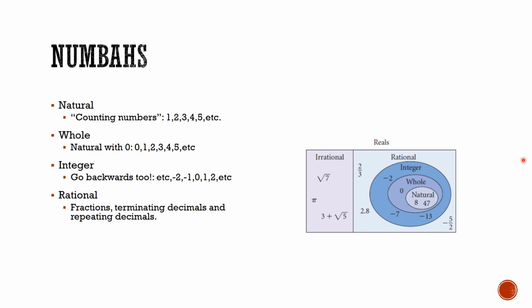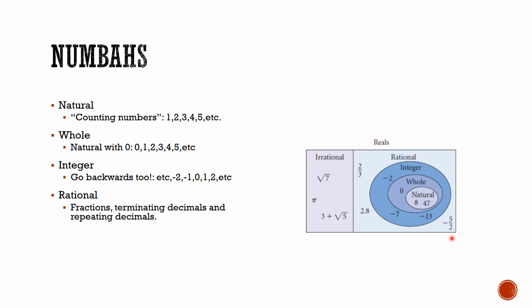Rational are fractions, terminating decimals, or repeating. So if you had 2.33333333, that would be a rational. So numbers can be multiple things. So I'm going to stop at rational for now. I'll go into irrational in a second. But if you have something that is a rational number, it is also an integer, a whole, and a natural. So if I say, what type of number is negative 5/2, it is everything.